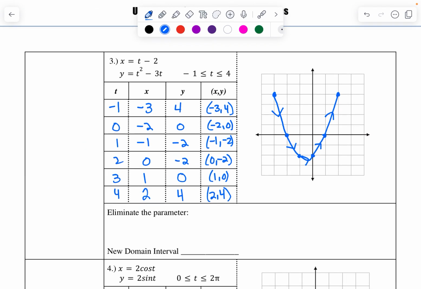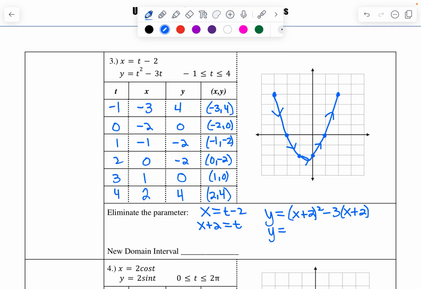All right, now let's eliminate the parameter. So let's take x equals t minus 2, solve it for t. So we'll move the 2 over and see that t equals x plus 2. So if we plug that into our other equation, I got to plug it in every place there's a t. And then I got to do proper algebra.